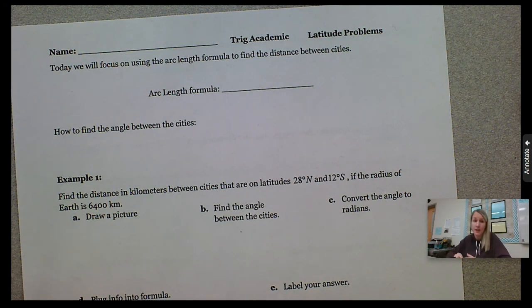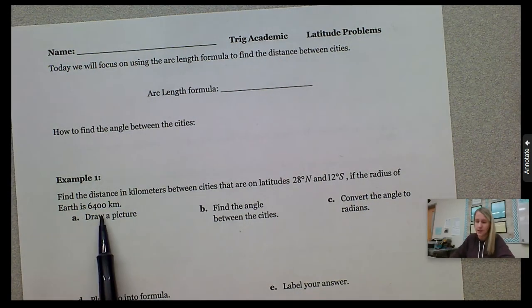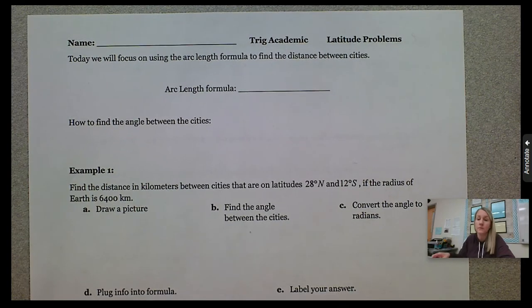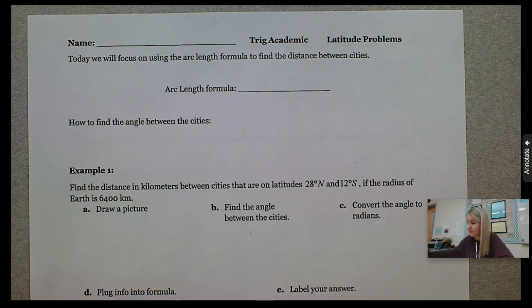If you're writing in your notes, you don't need to write this word for word. You can just do the Cliff's Notes version. You might want to write things like the latitudes and the distance, and I'll give you a heads up as we get there. So here we go. Label the top of your notes: latitude problems. If you printed this, great. If you didn't, it's not a big deal.